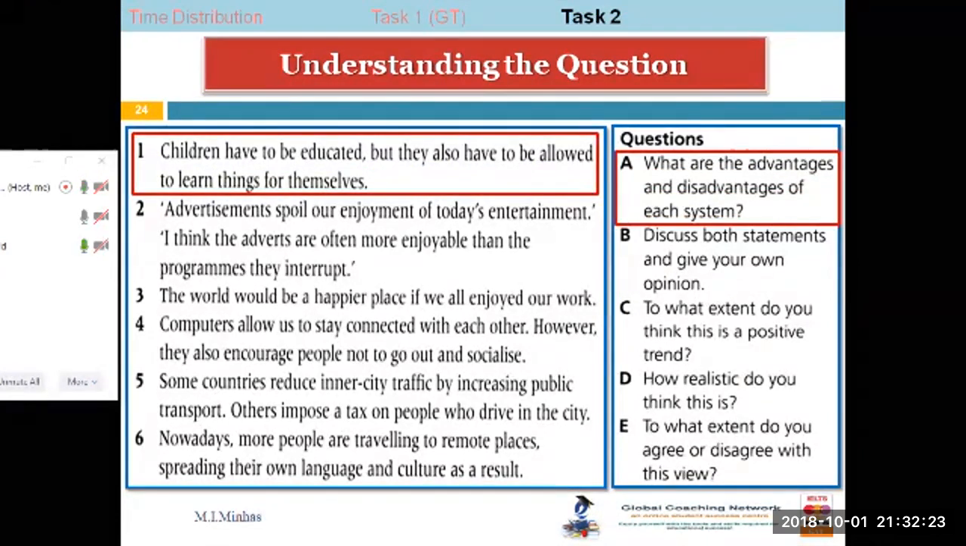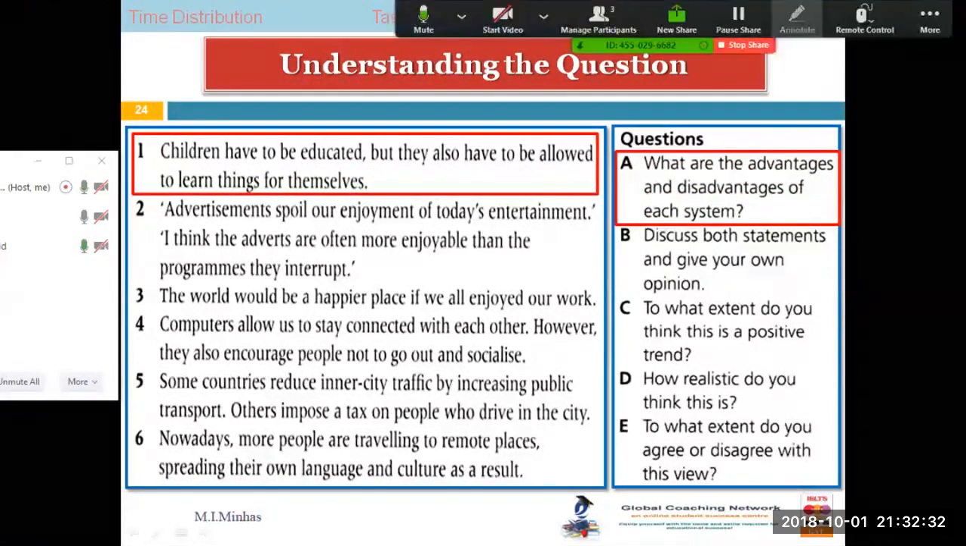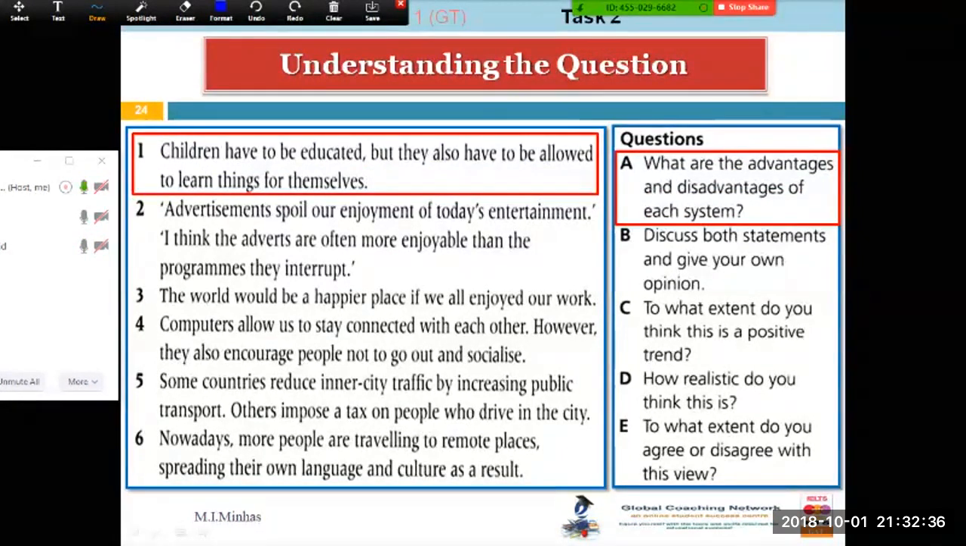I think statement C and D could be relevant to this question. We will go one by one, right? What do you think? Is it possible to have a question like this with this kind of statement? It cannot be. No, no, no possibility, it cannot be.